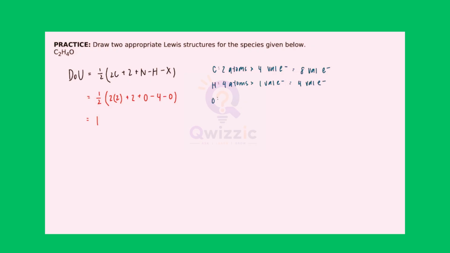And lastly, we have oxygen. We just have 1 atom of this. Each one will give us 6 total valence electrons. So 1 times 6, of course, is just 6. And just adding everything up, 8 plus 4 plus 6, that gives us a total of 18 valence electrons in our molecule. So the second step is to draw an appropriate sigma bond framework.